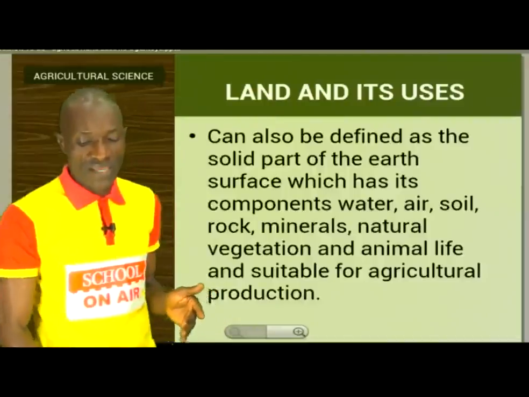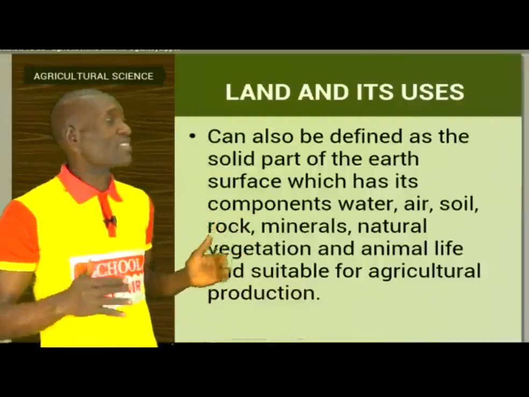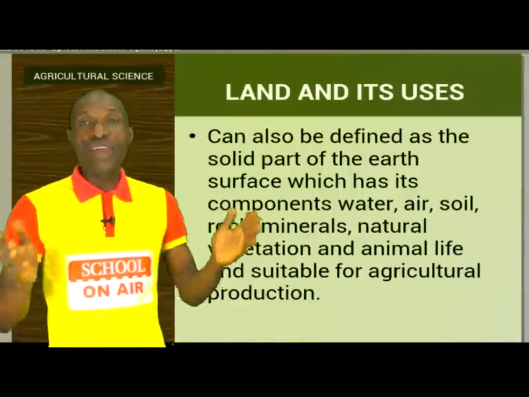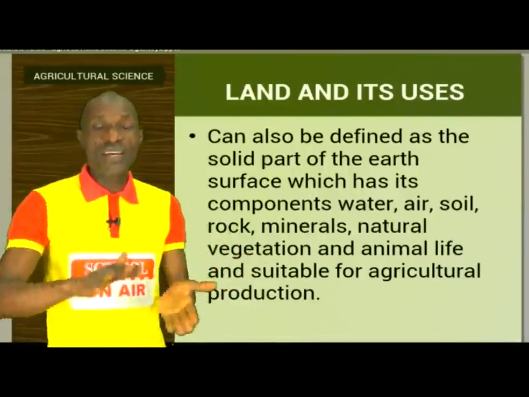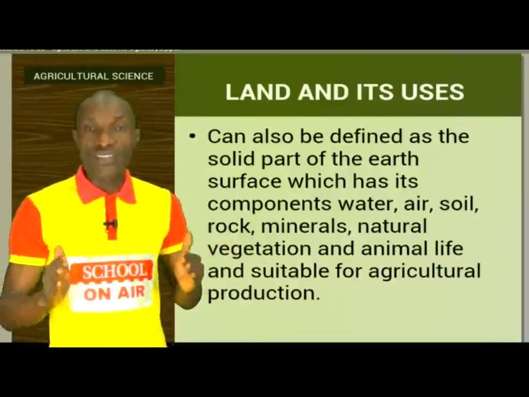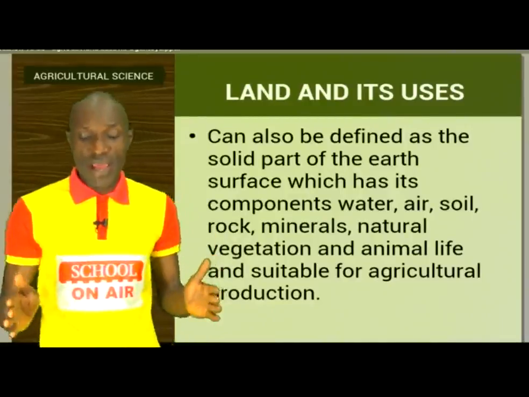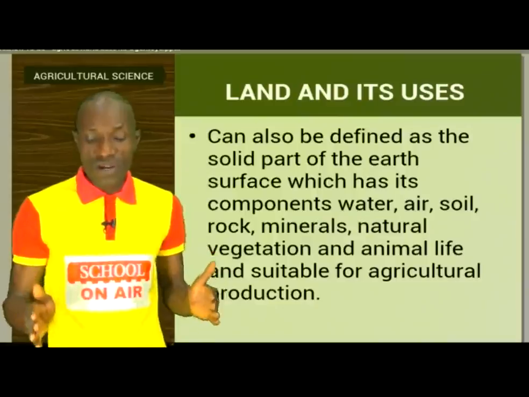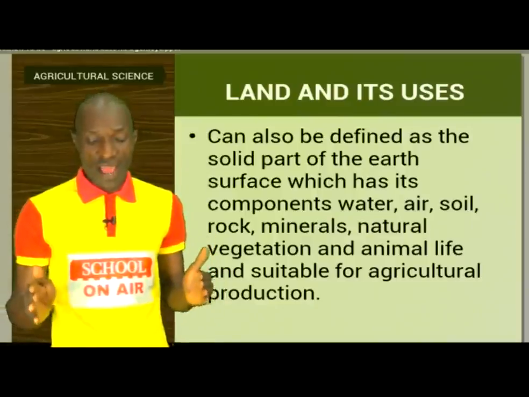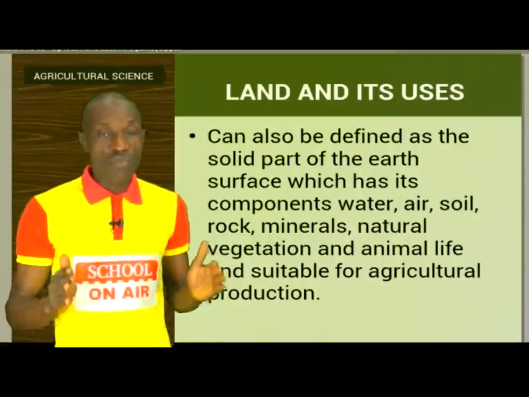And apart from that, you can also define land as the solid part of the earth surface, with its components. You have the soil components there. That is, you have soil water, soil air, rock, minerals, natural vegetation and animals, which are suitable for agricultural production.